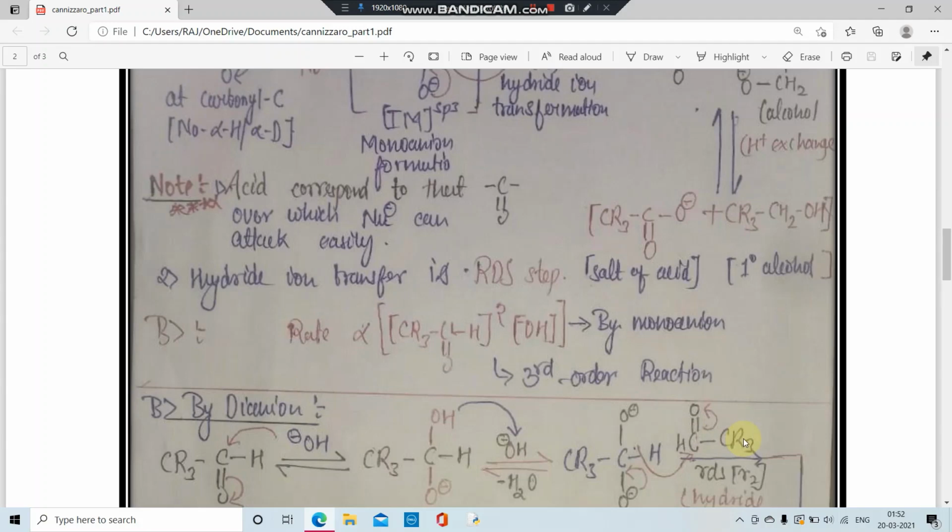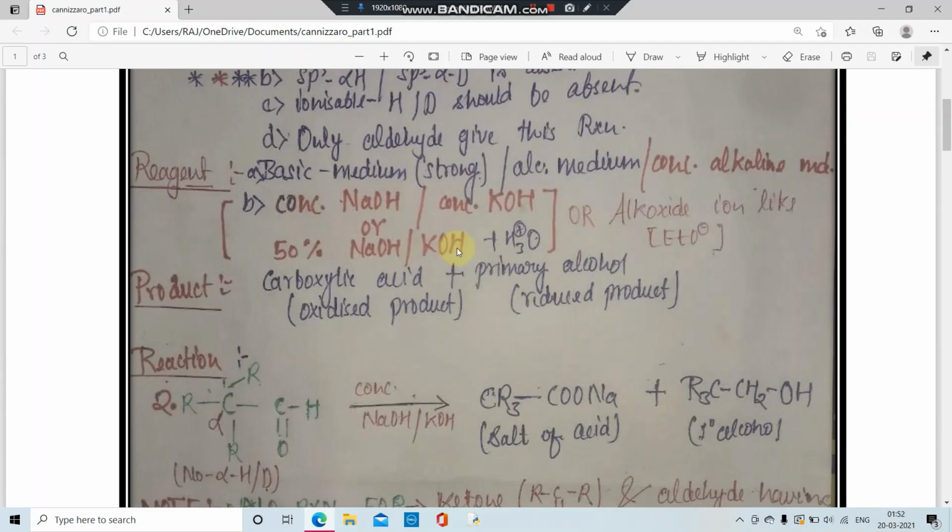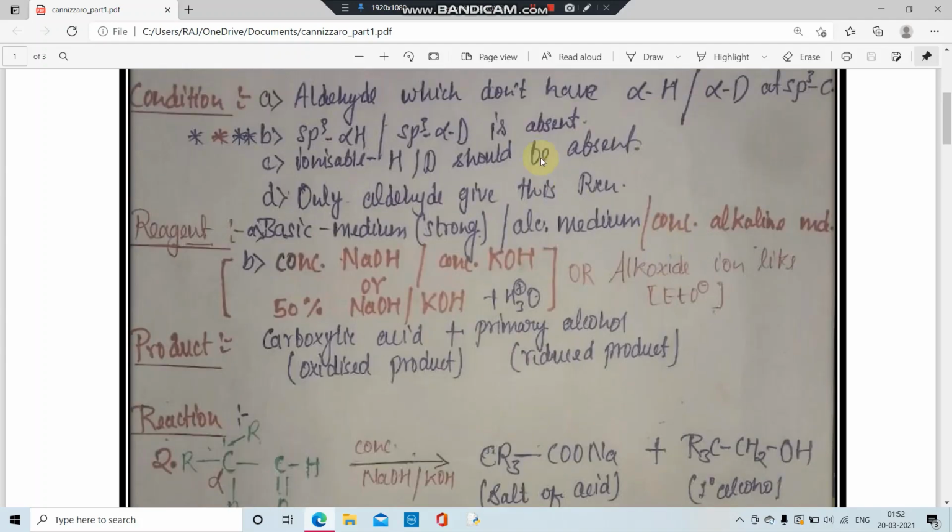What are the reagents of the Cannizzaro reaction? The reagents are concentrated NaOH or concentrated KOH, or 50% NaOH or 50% KOH. What are the products of the Cannizzaro reaction? Carboxylic acid and primary alcohol. So what is the base? Concentrated NaOH or concentrated KOH, or sometimes it may be given as an ethoxide ion. Just remember, there should be absence of sp3 alpha hydrogen or deuterium for the Cannizzaro reaction to occur.